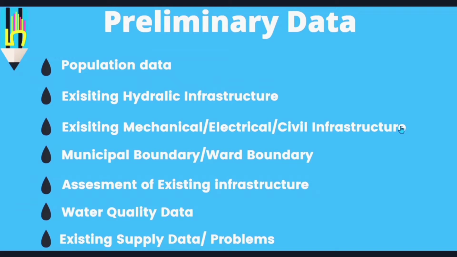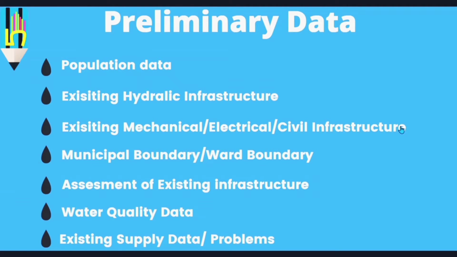The first is population data: why it is used, where to get it from, everything we will discuss. Next is the existing hydraulic infrastructure. The next is existing mechanical, electrical and civil infrastructure. The municipal boundary, and if you are from India, you will know the ward boundary, meaning a larger area is divided into smaller chunks. So in India, we call it the ward boundary. You can check what it is called in your country.